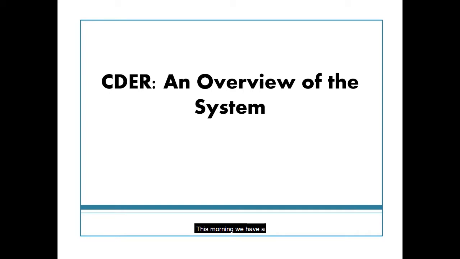This morning we have a presentation on the cash draw and expenditure reporting system. This system was developed many years ago. In 2003, it was designed to be the window by which we speak to our agency subrecipients. Basically, this is the middle system between our state accounting system at TWC and our interaction with our agency subrecipients. Many of you are probably familiar with the system.